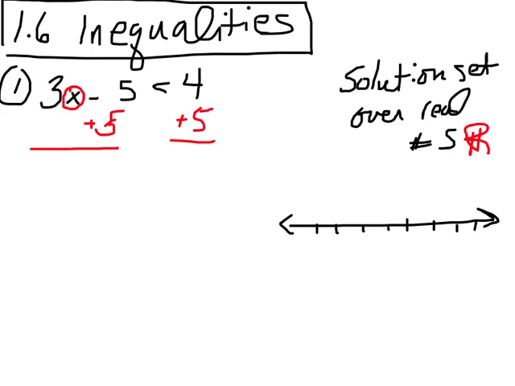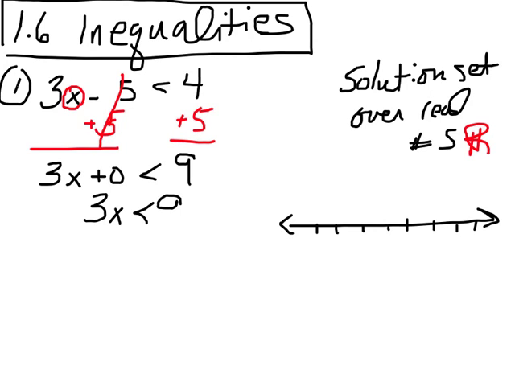Just like you would on an equal sign, if you do it to one side, you've got to do it to the other side. Okay, -5 plus 5 is 0. Remember, I can write it or I cannot write it. And that's less than 9. Okay, we just copy that sign down. So we have 3x is less than 9. We don't usually write the 0.